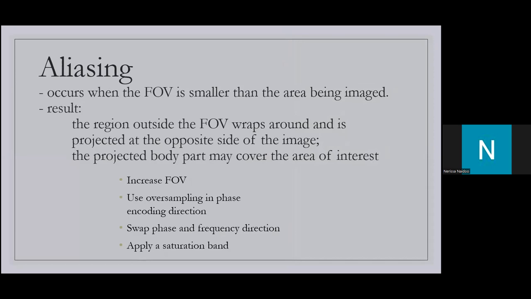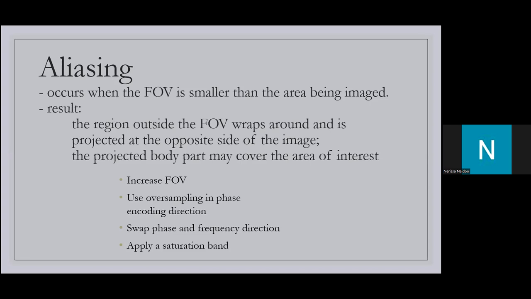So just be aware, if you are increasing your field of view, watch your scan time. You could use oversampling in the phase encoding direction. It depends on the scanner that you're using, but basically this means that you are increasing the number of phase encoding steps. Then you could swap your phase and frequency direction.